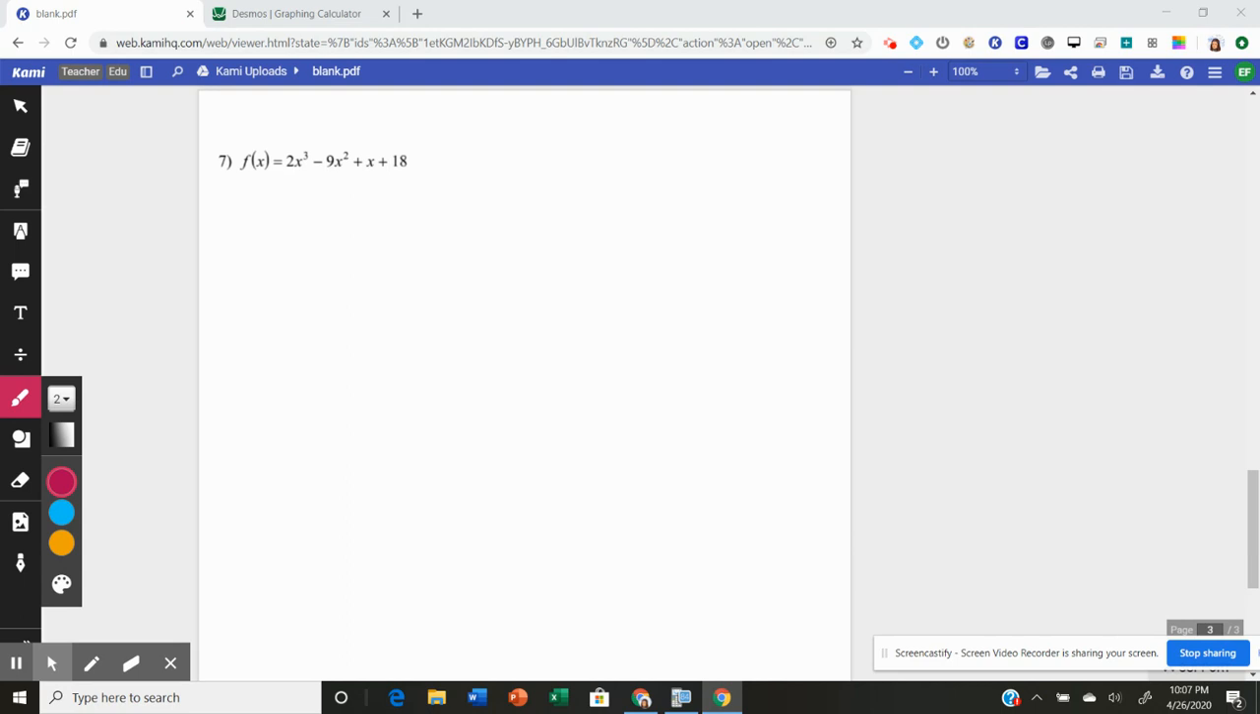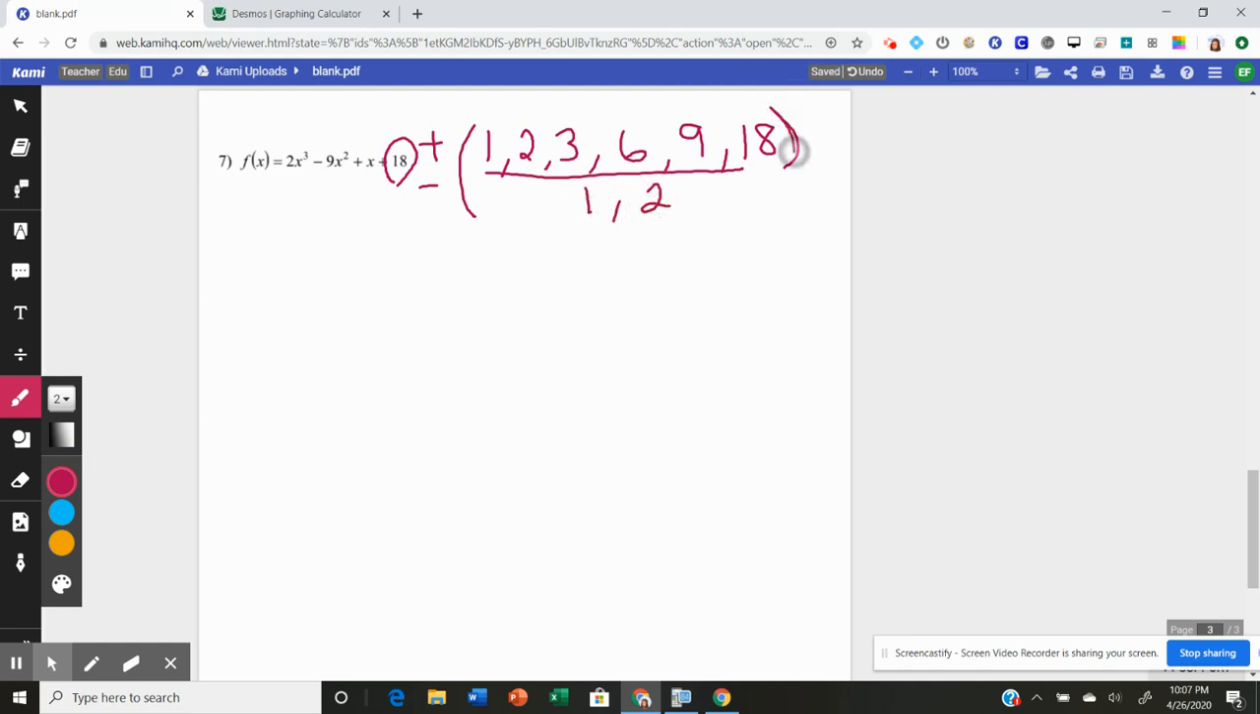So just like the last two problems, we're going to start out applying our rational root theorem. That means we need to look at plus or minus all the factors of our constant term. Factors of 18: 1, 2, 3, 6, 9, 18. And factors of our denominator are going to be 1 and 2. So we have a lot of options to try out here, and we can go ahead and start testing them with the rational root theorem.